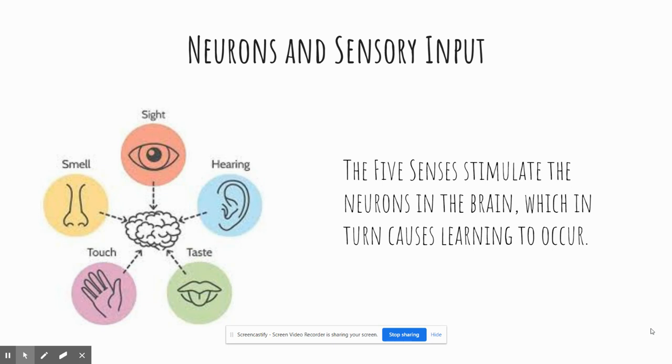Neurons and sensory input are part of brain-based learning, and what that says is that the senses stimulate the brain and the neurons in the brain, and that causes learning to occur. And the senses that will be utilized in this lesson include sight, hearing, and touch. Sight and hearing will occur naturally in what the students are seeing and what they're listening to. Touch will occur because there will be a hands-on model that students have to create, which will use food, so there might be some tasting and smelling going on as well.